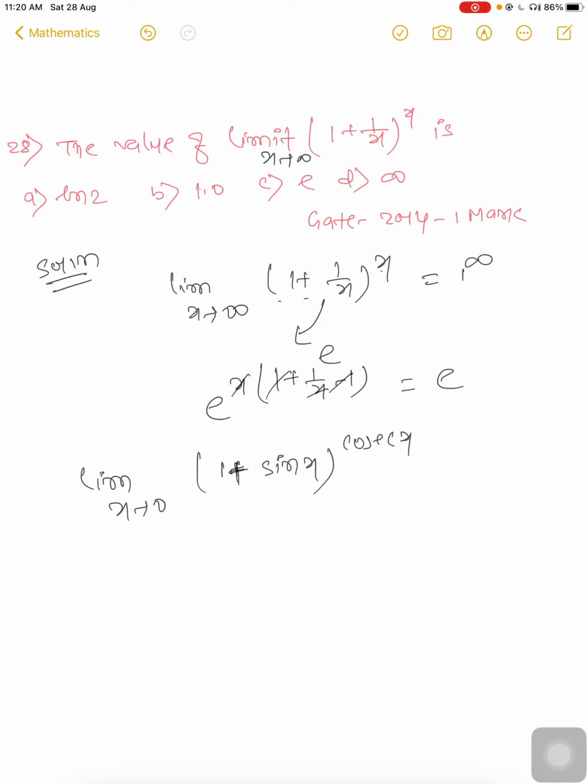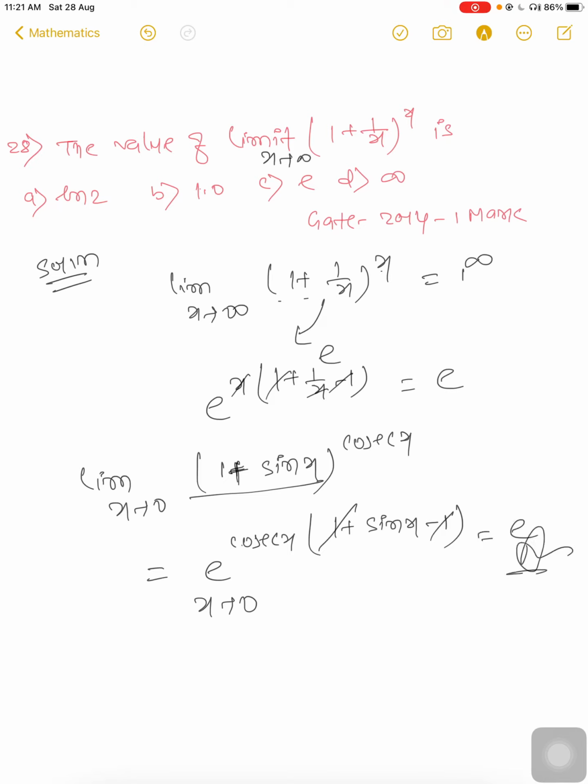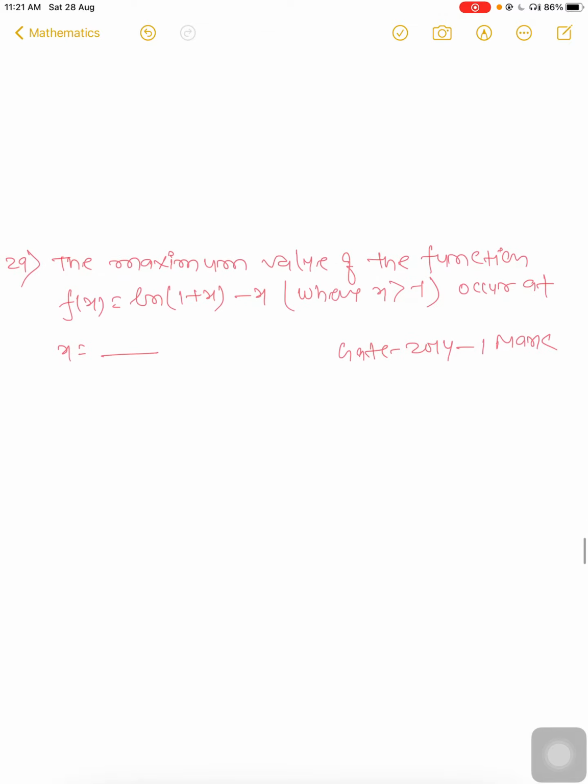Then what will we do? Here x tends to 0. It means here 1, and sin 0 is 0, and cosec x is 1 by sin x, so it will be infinity, 1 to the power infinity. So for this one, e to the power cosec x into 1 plus sin x minus 1: the same power, but we put the base and subtract 1. 1 minus 1 gives 1, then you will get e, the right answer. Such type of question we can solve this way.